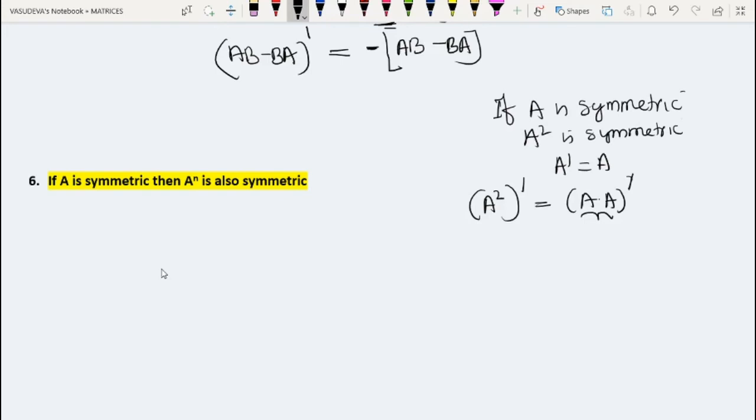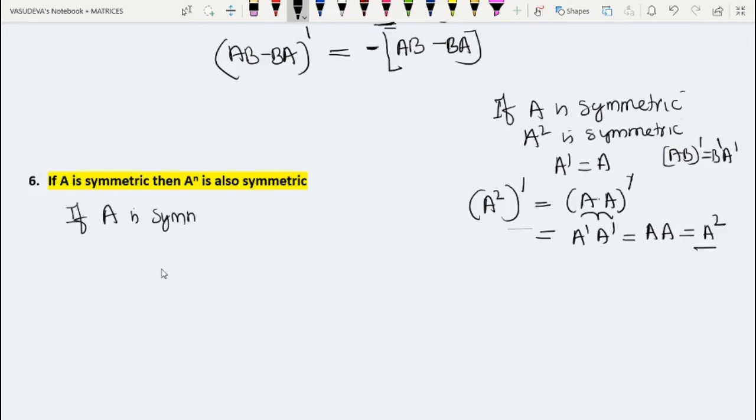So again by the property, AB whole dash is equal to B dash into A dash. So this you can write as A dash into A dash because both are A. Because A is symmetric, A dash is A. So that is equal to A into A, which is A square. So A square whole dash is equal to A square if A is symmetric. Similarly, if A is symmetric, then A dash is equal to A.